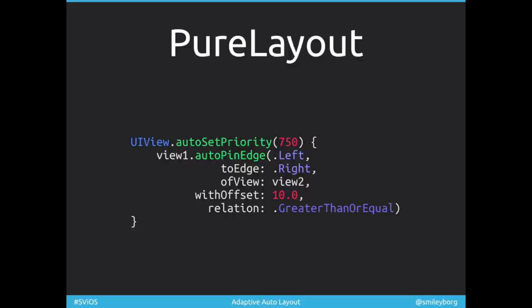And if you look here, it's actually pretty simple. In this case, we're creating the exact same constraint, again, that those other two slides created. We want to specify that it's a lower priority constraint, 750 priority. This one pins the left edge of U1 to the right edge of U2, with a 10-point offset, and it's an inequality, so it's at least 10 points. Pretty readable. So I would like to propose that this is a lot nicer to write than the first two options.